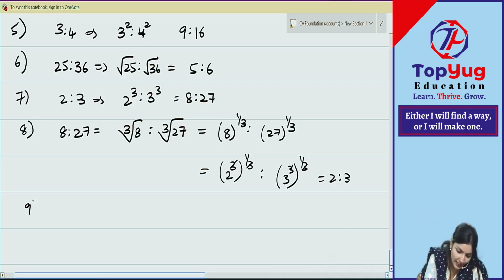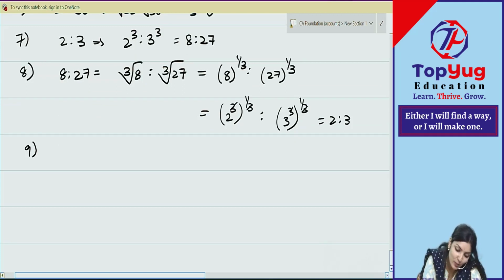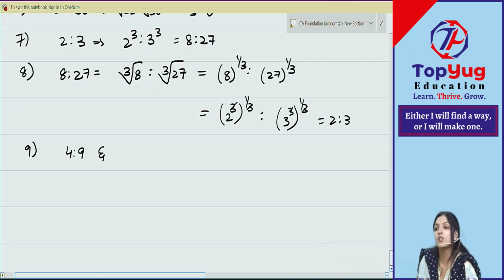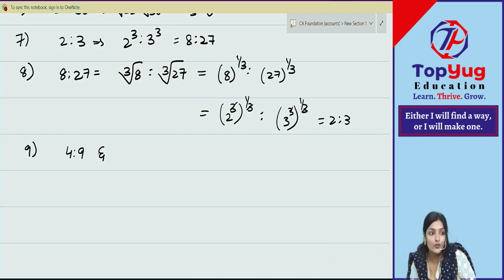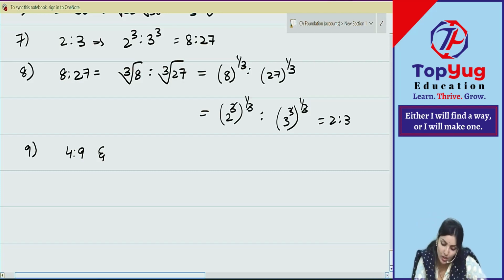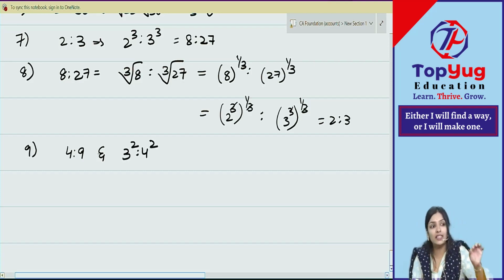Now next one, ninth one. The ratio compounded of 4 is to 9 and the duplicate ratio of 3 is to 4. Means what are they doing? Listen to me. They are asking us to calculate the compound ratio. Compound ratio of 4 is to 9 and duplicate ratio of 3 is to 4, means 3 square is to 4 square. These are the two ratios given in the question.